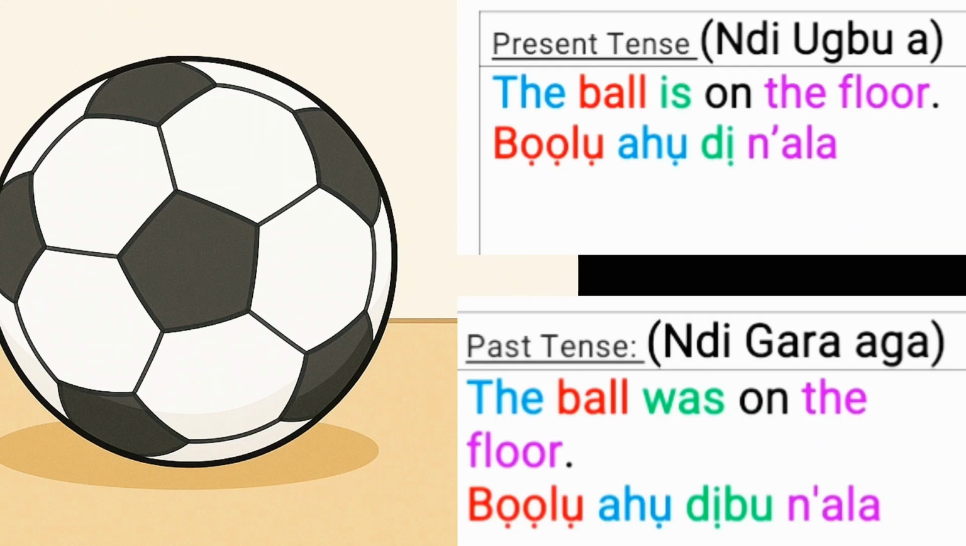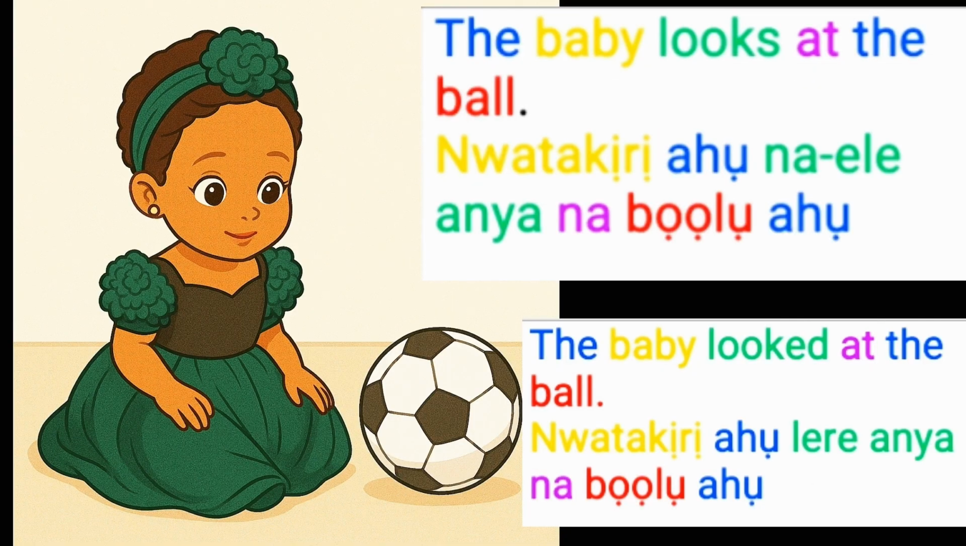Let's proceed. For the present tense, we have the ball is on the floor. Ball ahụ dị n'ala. For the past tense, we have the ball was on the floor. Ball ahụ dịbu n'ala.